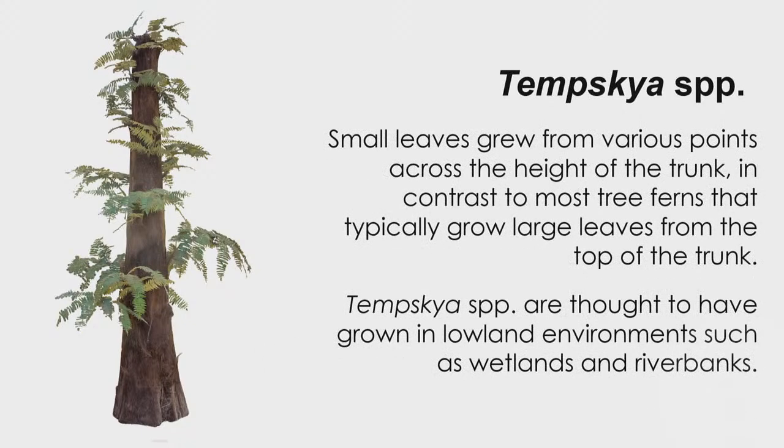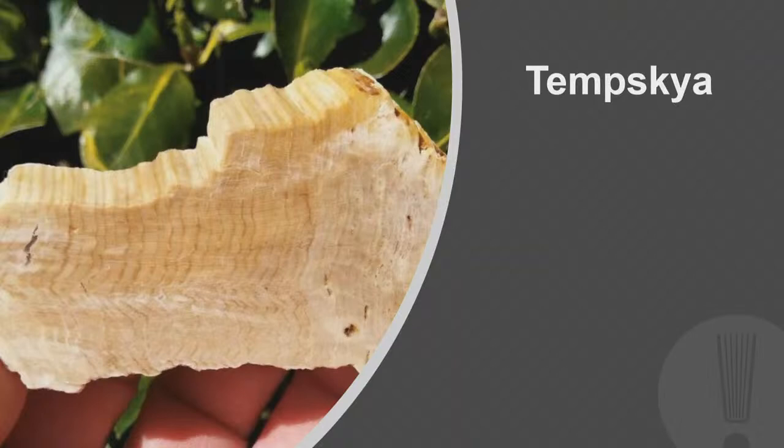And these small leaves grew from various points along the height of the trunk, in contrast with most tree ferns that typically grew large leaves from the top of the trunk. And they're thought to have grown in lowland environments such as wetlands and riverbanks. And this is a picture of one of those specimens that I have up here on this table in front of me. You're welcome to come take a look at it. Here's a little close-up view. And these are from the northwest part of the United States.